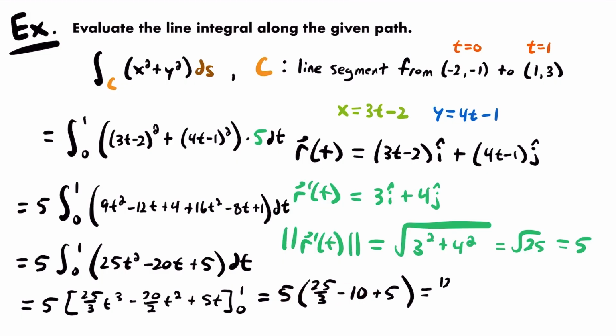this will be equal to 125 thirds minus 25, and 25 in terms of thirds would be 75 thirds, and so 125 thirds minus 75 thirds is equal to 50 thirds. That right there, 50 thirds, is the evaluation of this line integral for this multivariable function over this path C. Let's move on to the next example.